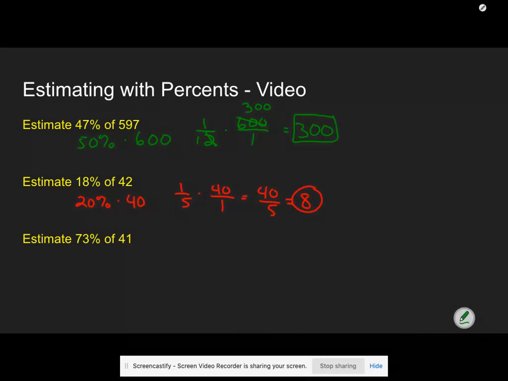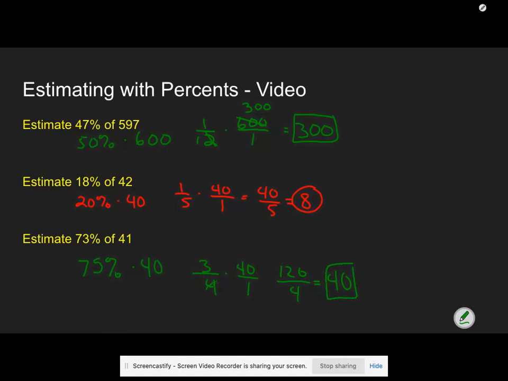And then the last one, 75% is what I'm going to estimate of, and of means multiply, if I haven't already said that, which is really important to know when you're working with these problems. So 75% is 3/4 times 40 over 1. And so again, if I wanted to multiply across, I could, to get 120 over 4, which then equals 40.